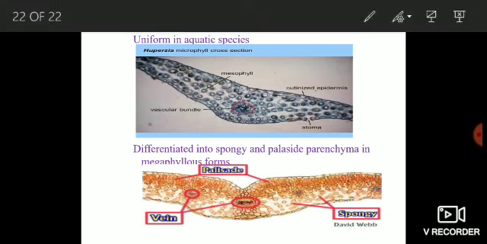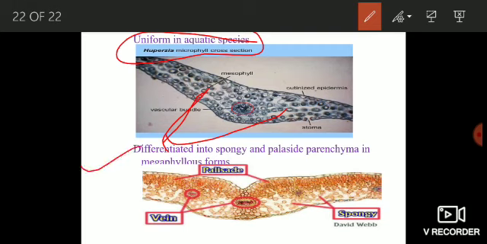In some cases, for example in aquatic species, you have a homogeneous chlorenchyma. That means the cells of the leaf are homogeneous throughout. There are no differences between the upper and the lower region. The upper and lower region have the same type of cells, and this happens in aquatic species.